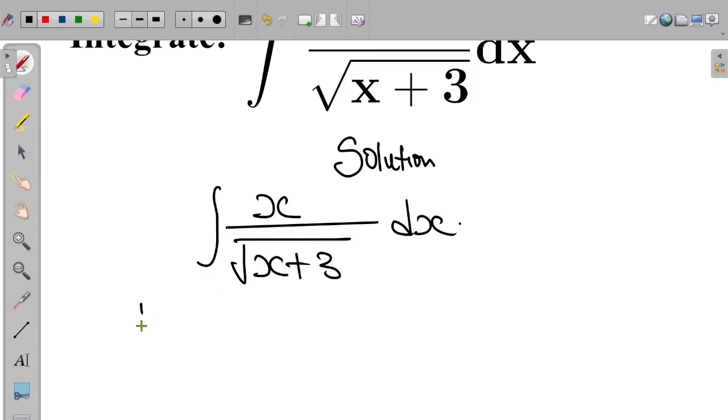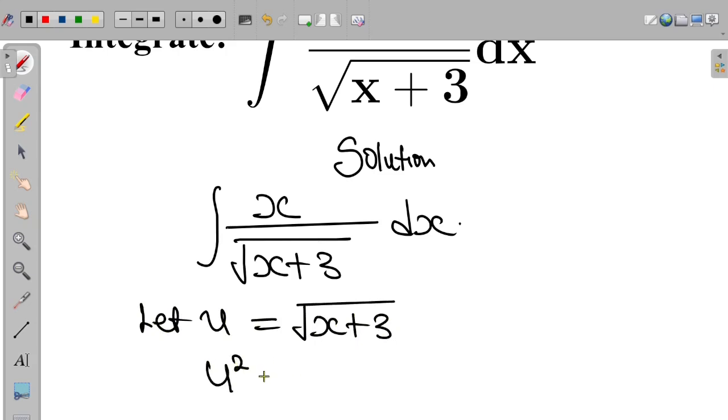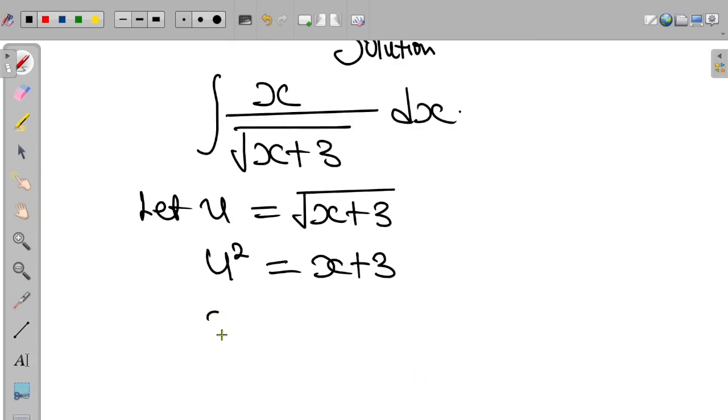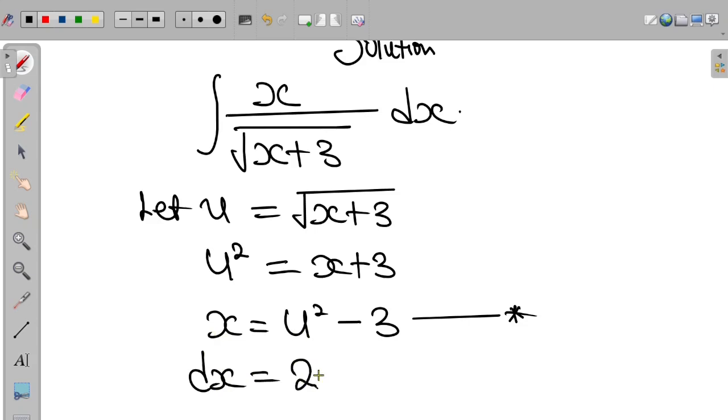Let u be equal to root of x plus 3, and we have it that u squared, if we square both sides, will be equal to x plus 3. Now at this point, x is equal to u squared minus 3. So we have obtained the expression for x. Now let us obtain dx. If we differentiate x with respect to u, we have that dx will be equal to 2u du.